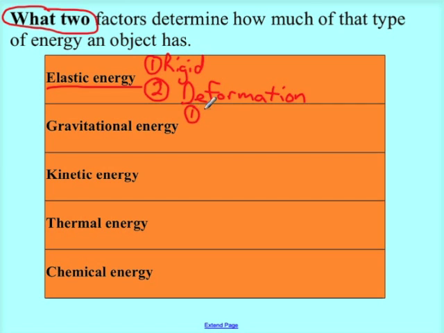It's what 2 things? Height, right? What's the other one? You guys remember? Just mention them. It's mass.